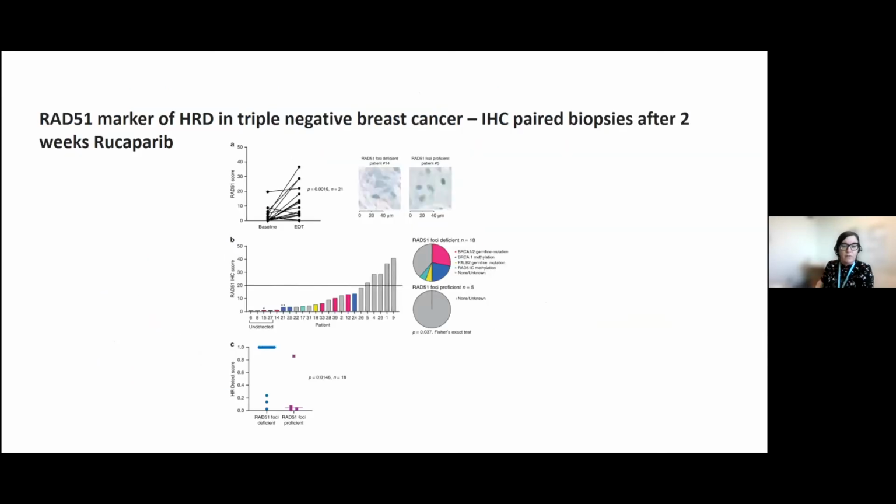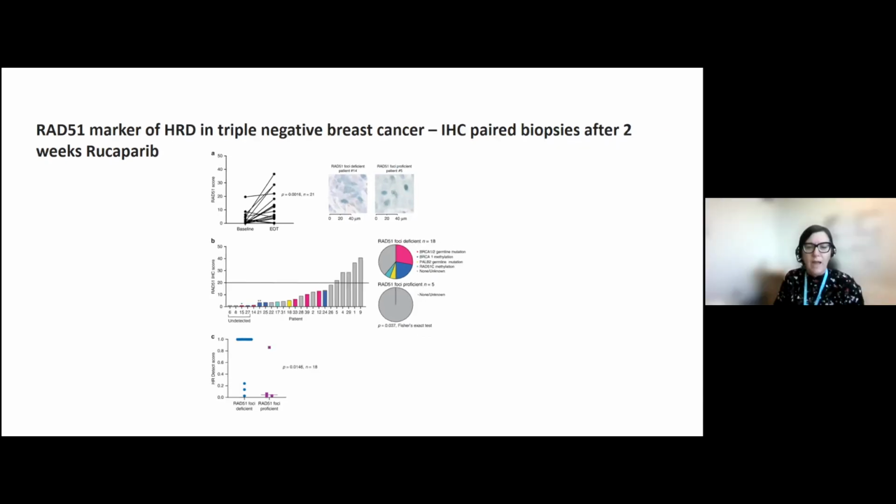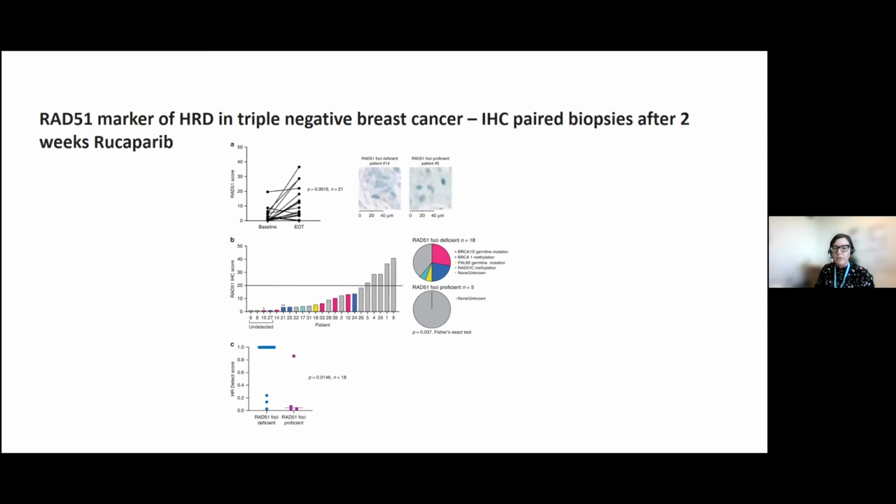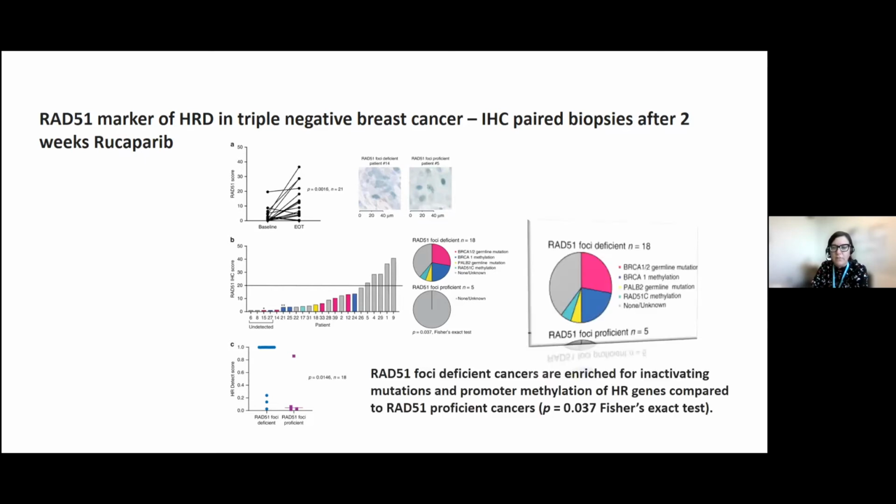This approach has also been taken forward in breast cancer, and this is work looking at paired biopsies after 2 weeks of rucaparib. When they looked at the RAD51 foci deficient groups, so those not able to form RAD51 foci in response to the DNA damage, these patients were the ones that had BRCA mutations, PALB2 mutations, RAD51C methylation. Those tests could be done as individual tests, but this assay did a collective functional test and showed that they were HR deficient.